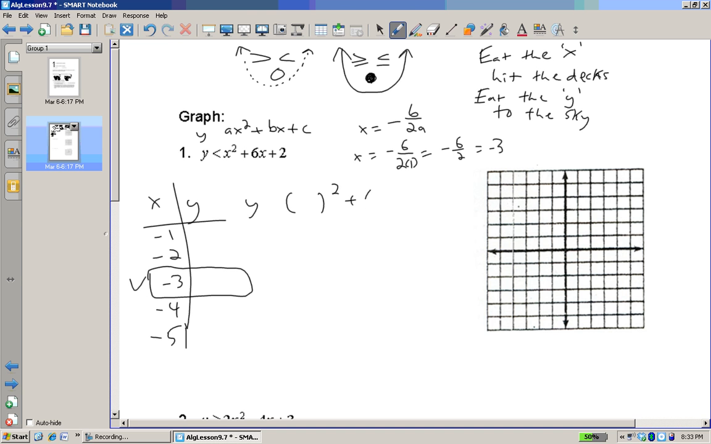Something squared plus 6 times something plus 2. Let's plug in negative 1. Negative 1 squared is positive 1. That's negative 6 plus 2. 1 plus negative 6 is negative 5, plus 2 is negative 3.